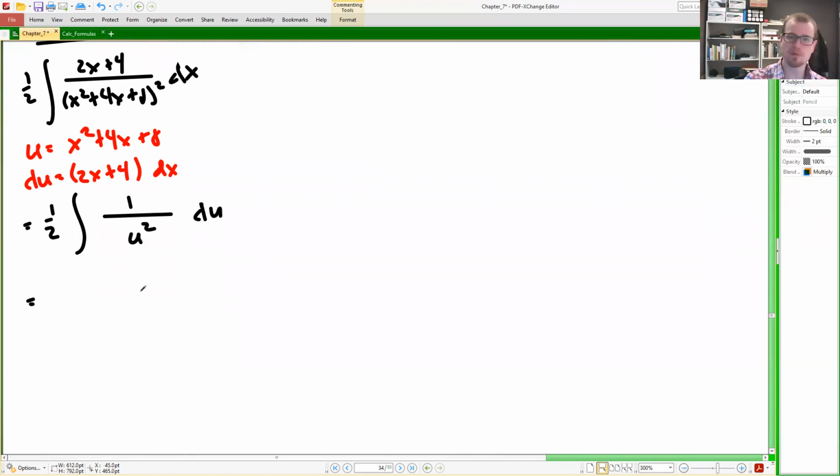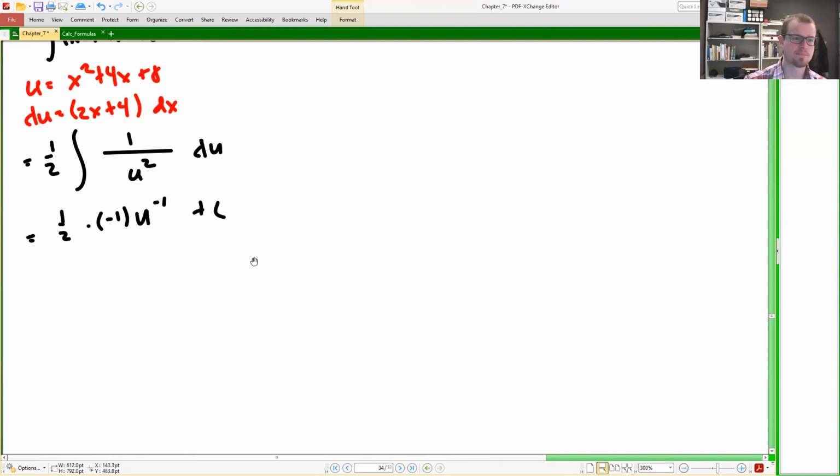This, of course, should be pretty straightforward. We should recognize this as a u to the negative second power. So we have 1/2 times, increase the power by 1, so -2 raised to a -1, and divide by the new exponent. So 1 divided by -1 is just multiplying by negative, right? That's the same. We could include the plus c here, but we're going to have to bring everything back together anyway. So we don't have to include the plus c, but if you wanted to, there it is.